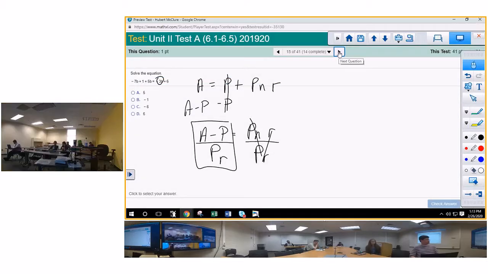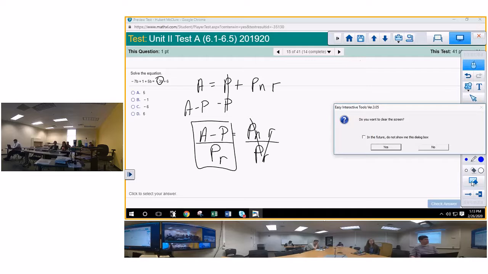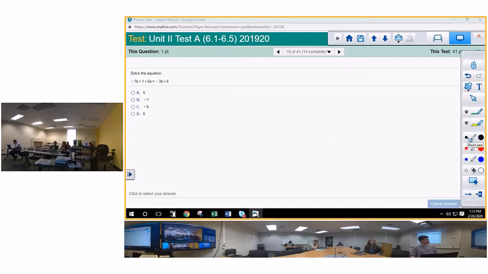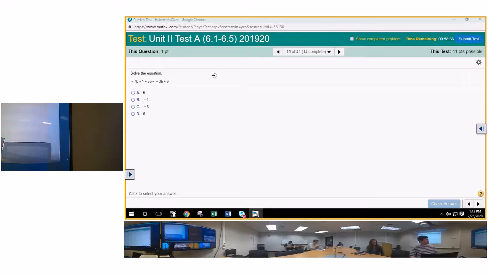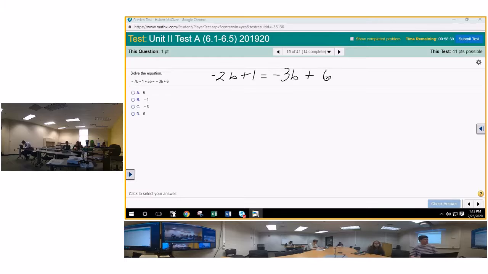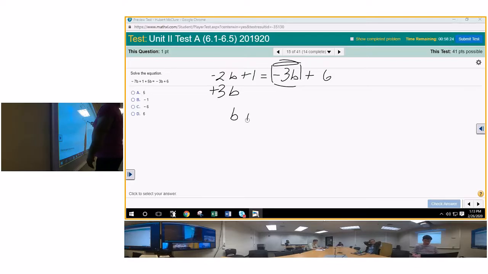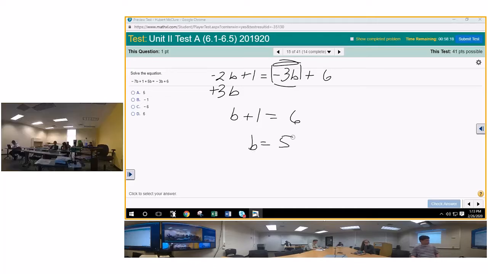Solve the equation. Which one? Okay, negative 7 plus 5b, minus 2b plus 1 is equal to negative 3b plus 6. Smallest bucket. So b plus 1 is equal to 6. B is equal to what? 5, so that would be A.